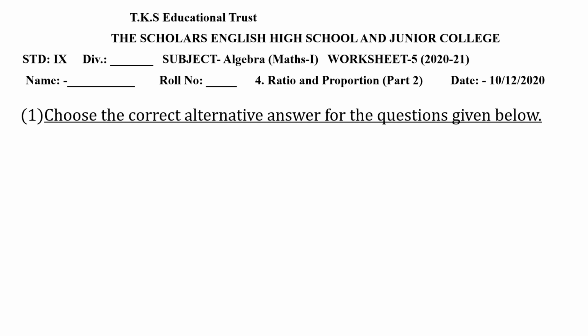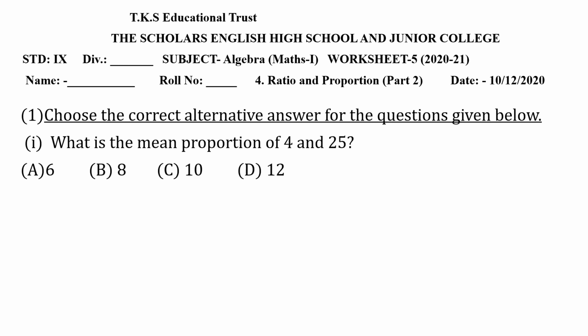Choose the correct alternative answer for the questions given below. First one is given. What is the mean proportion of 4 and 25? Options given are A 6, B 8, C 10 and D 12. Now students, we have to write the mean proportion of 4 and 25. So you know mean proportion means B square equals AC.